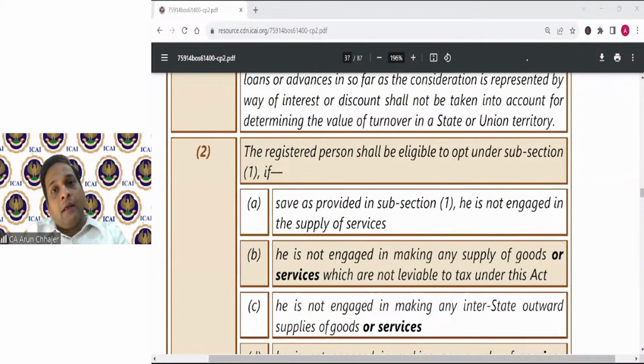So for example, I am providing teaching. Can I go for the composition of 10(1)? I only provide teaching. I am neither doing goods manufacturing, nor trading, nor supplying restaurant services. I am the teacher. Can I go for composition? The answer is no, you can't go for the composition. Why? Because 10 subsection 2 says that whatever is provided is okay, but apart from that, you cannot make any supply of services.